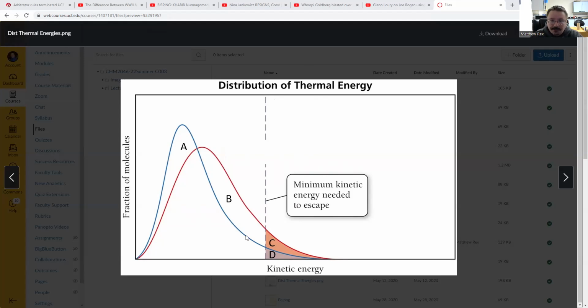So if you follow that blue curve, it would only be the area right here, D, the area under the blue curve to the right of that dashed line. And the other version of the question asked which one would be at high temperature. So since high temperature is B, in red, if we follow that curve, we can see that that would be area C, this larger area under the red curve to the right of that dashed line.